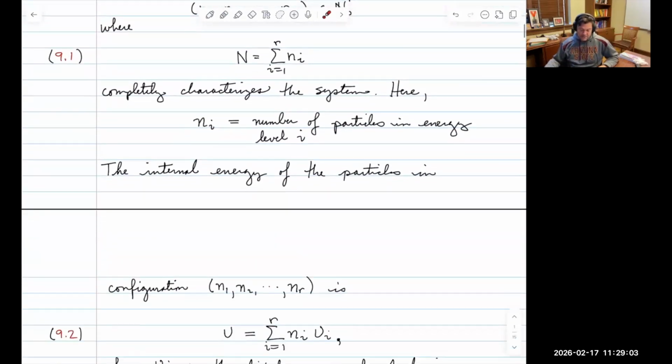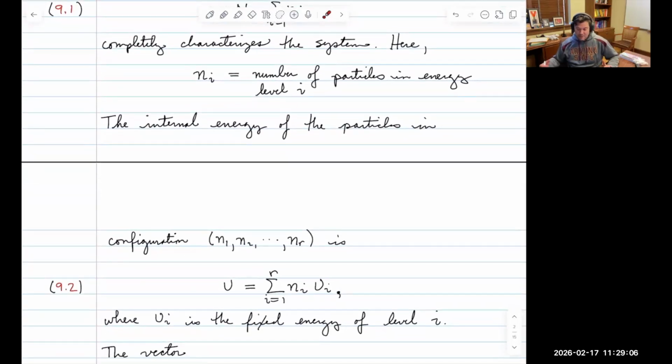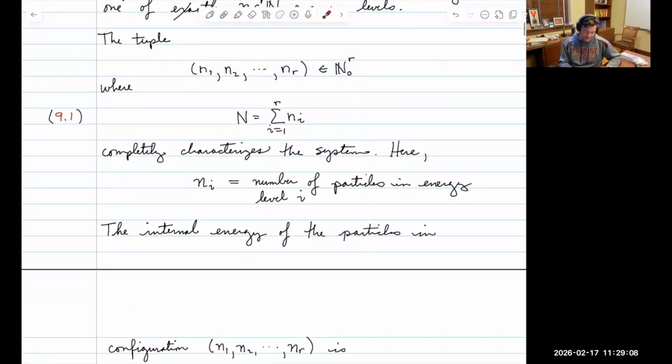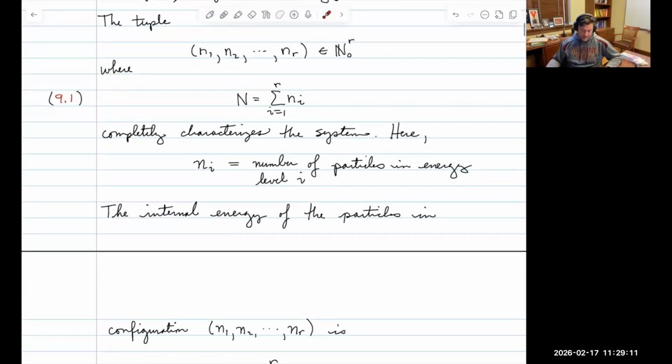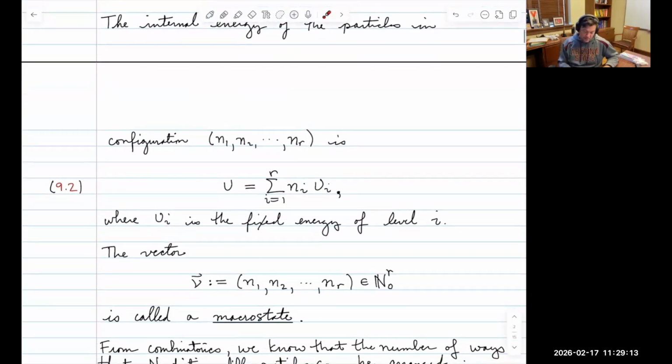The internal energy of the particles, how can we calculate that once we know the state of the system, or this tuple? Well, for particles in this configuration, we know that there are n1 particles in energy level 1, n2 particles in energy level 2, and so on. Each one of the energy levels is a fixed given number. So the energy of level 1 is U1, energy level 2 is U sub 2, and so on.